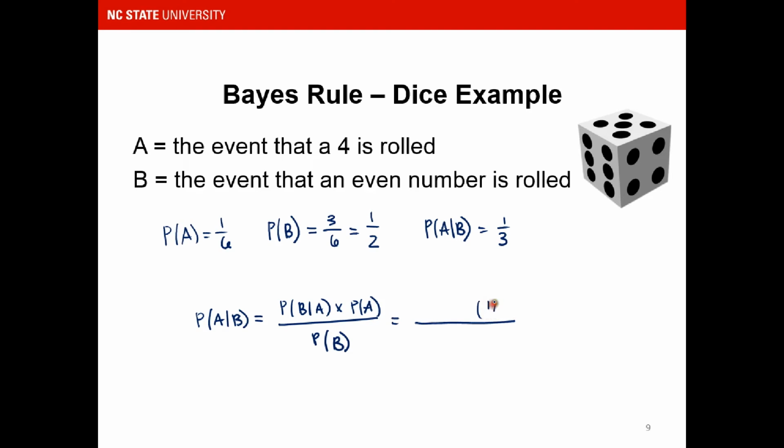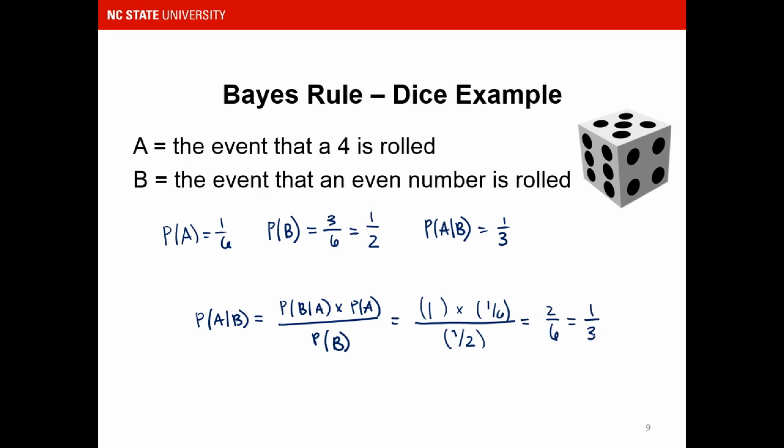We've already found the probability of A, that's 1 over 6. Same with the probability of B, that's 1 over 2. The probability of B given A is the chance of seeing an even number if we know we're going to roll a 4. Well, since 4 is even, we know that the probability of B given A in this case is just 1. So we have 2 over 6, which simplifies to 1/3.